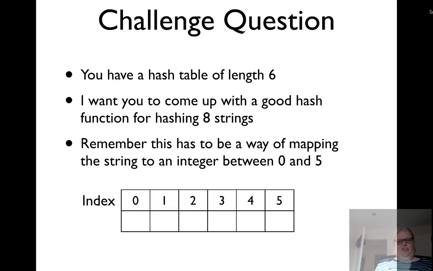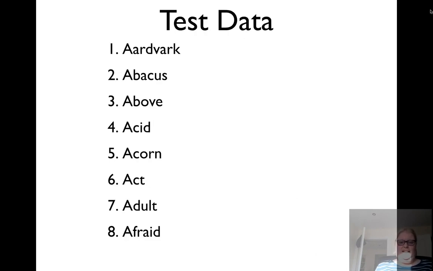So, challenge question. You have a hash table of length 6. I want you to come up with a good hash function for hashing 8 strings. So you're trying to get as close to that uniform hashing as you can. Remember, that has to be a way of mapping the string to an integer between 0 and 5. Okay? And here is the data that you've got to try and put into that hash table of length 6 with index 0 to 5.